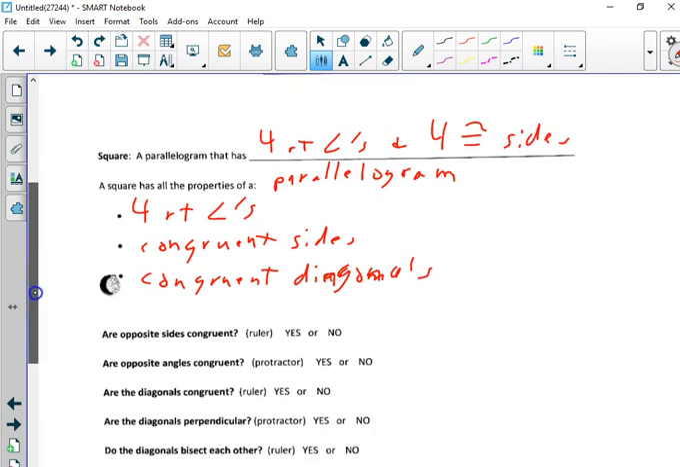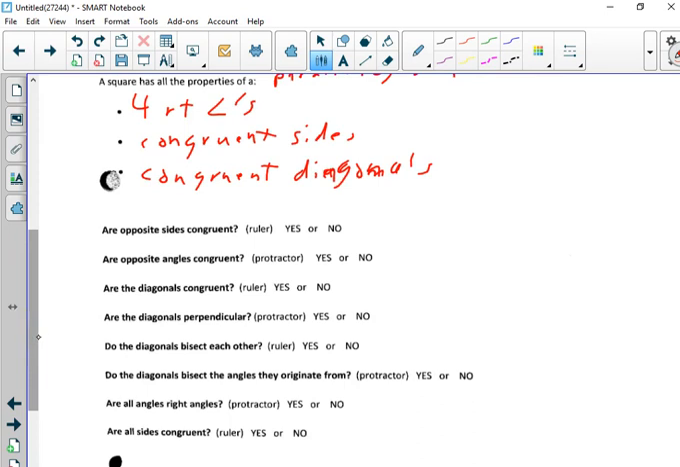So, let's look at this. Are opposite sides congruent? Well, yeah, all the way around. Are opposite angles congruent? Well, yes, because they're all 90. Are the diagonals congruent? Yes, they are. Are the diagonals perpendicular to each other? Yes, they are. So once we get to a square, now it's special.